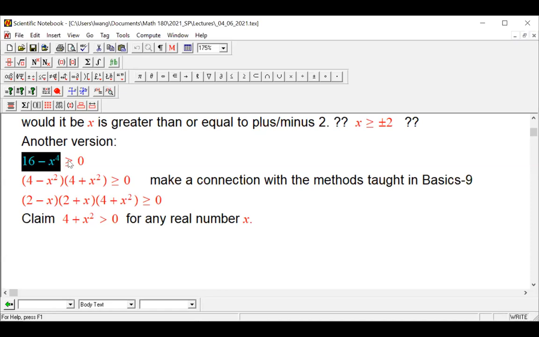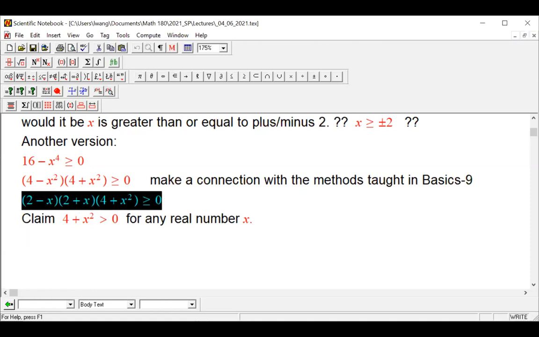I want this to be positive or 0. If this is positive or 0, this is positive or 0. I want to make it as simple as possible. So I'm going to divide both sides by 4 plus x squared. So if this is true, this is true.